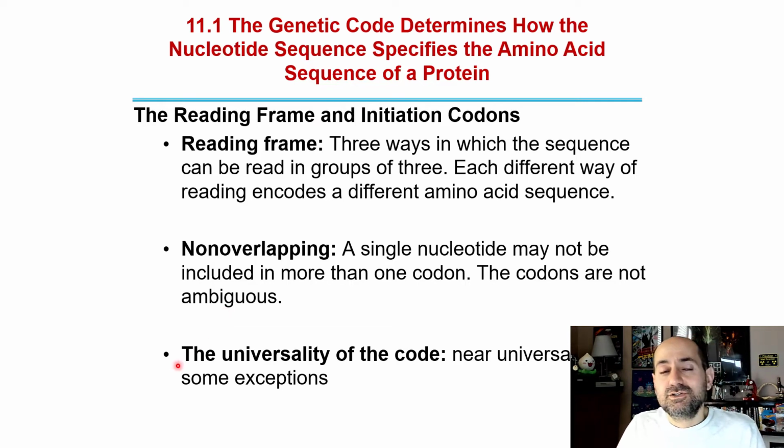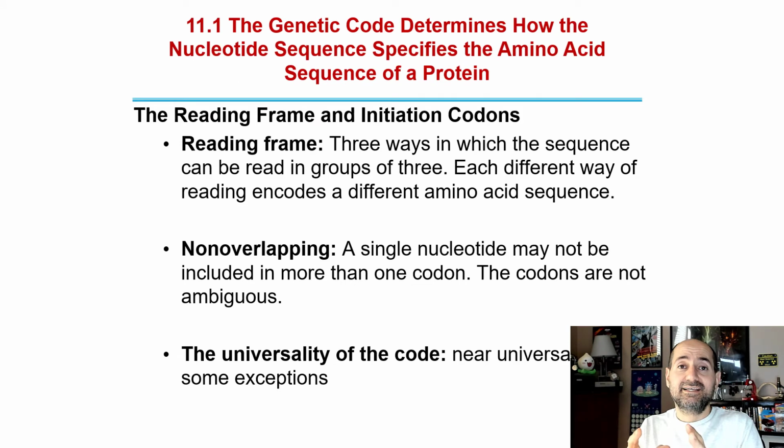And one thing you should know about the genetic code as well is that it's practically universal. What does that mean? That means AUG means start and methionine in you. AUG means methionine in me. AUG means methionine in a fruit fly. AUG means methionine in an E. coli cell. AUG means methionine for a virus, okay? AUG means methionine, period. It's universal.